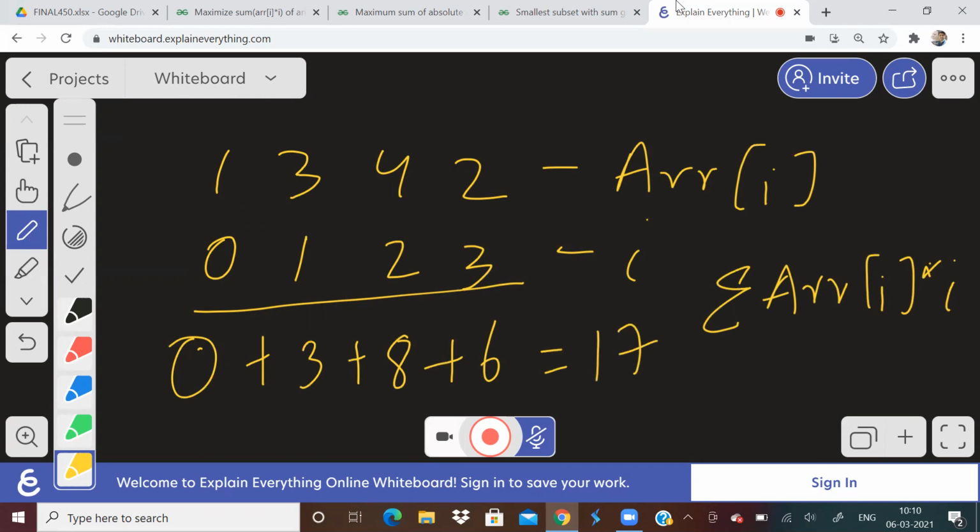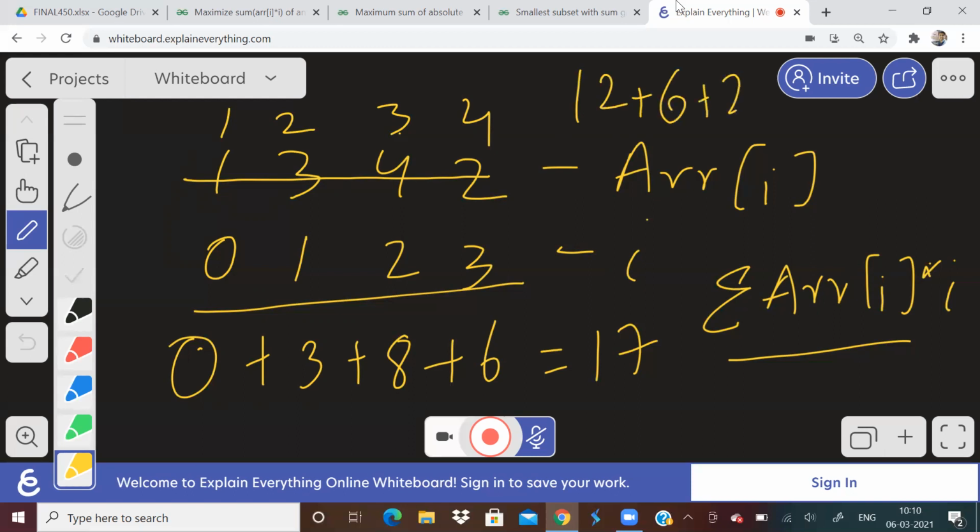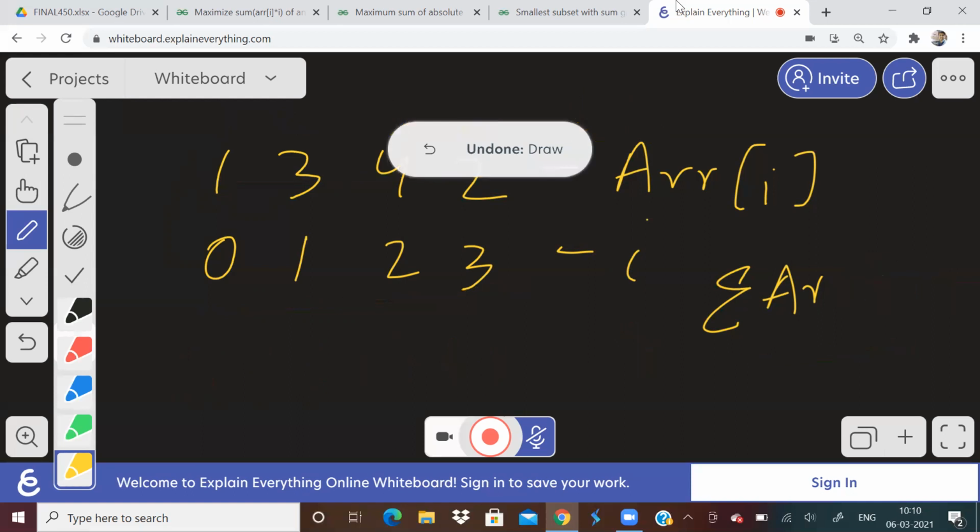This is going to be 17, right? But now, instead of this permutation, what if I do this? 1, 2, 3, 4. Now what is going to be my summation of array of I into I? 4 into 3, 12, plus 6, plus 2, which is going to be 20. So what I'm trying to say is, let's remove all this.